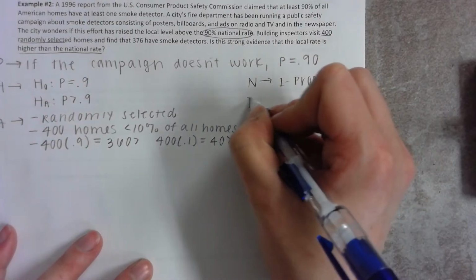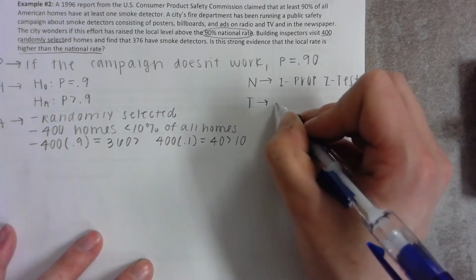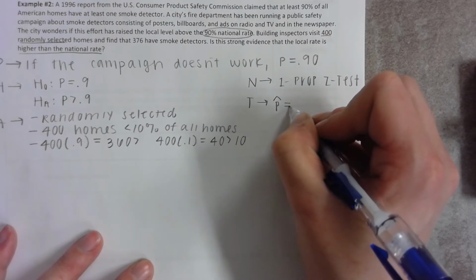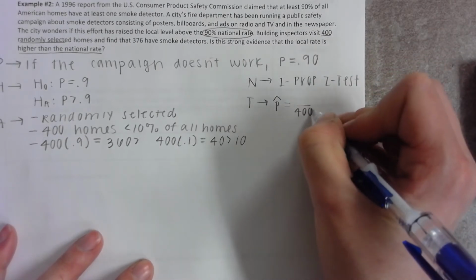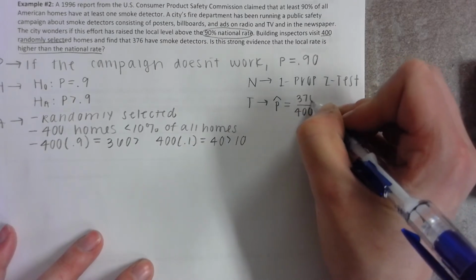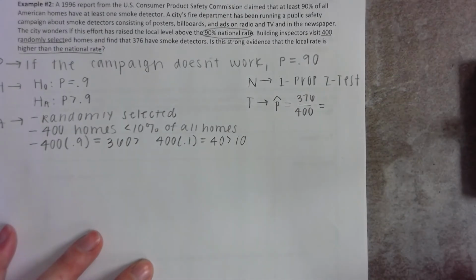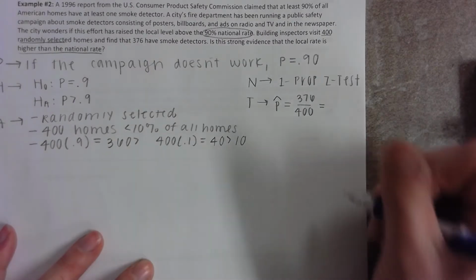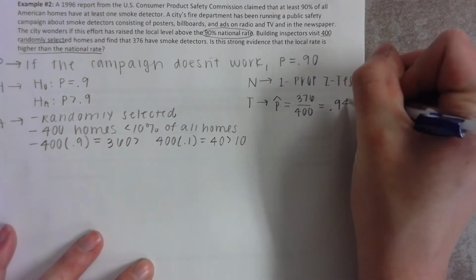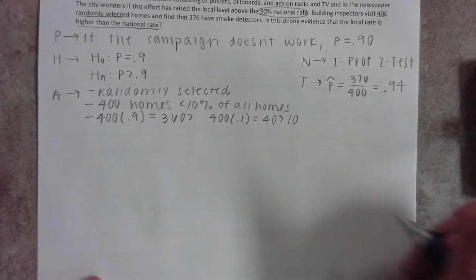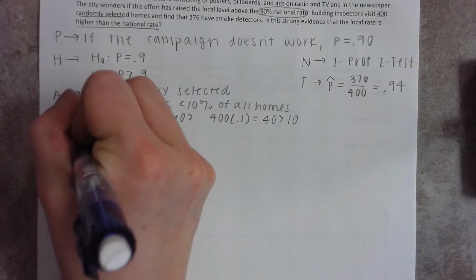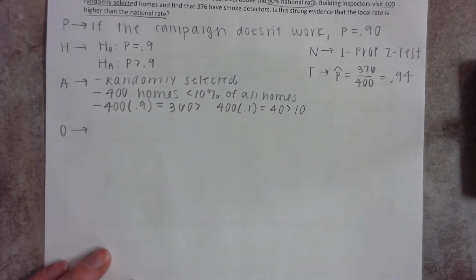T is where I list my test statistic. So in other words, I'm listing my p-hat. In this sample of 400 houses, they found 376 that had a smoke detector. I'm going to change that into a percentage, and we get 94%. Okay, next up in PHANTOMS, I have O, standing for obtaining my p-value.